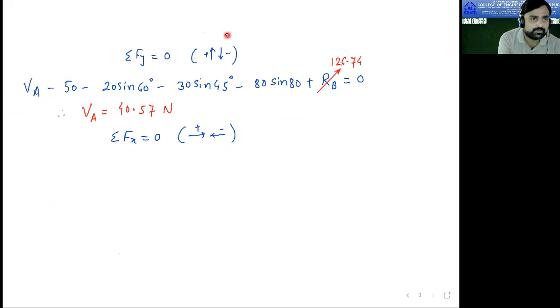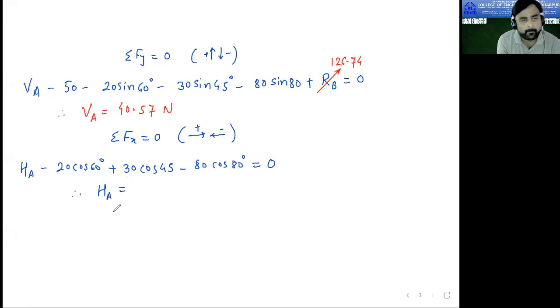So we will write all these forces. HA minus 20 cos 60 plus 30 cos 45 minus 80 cos 80 is equal to 0. Therefore, HA is equal to 2.67.